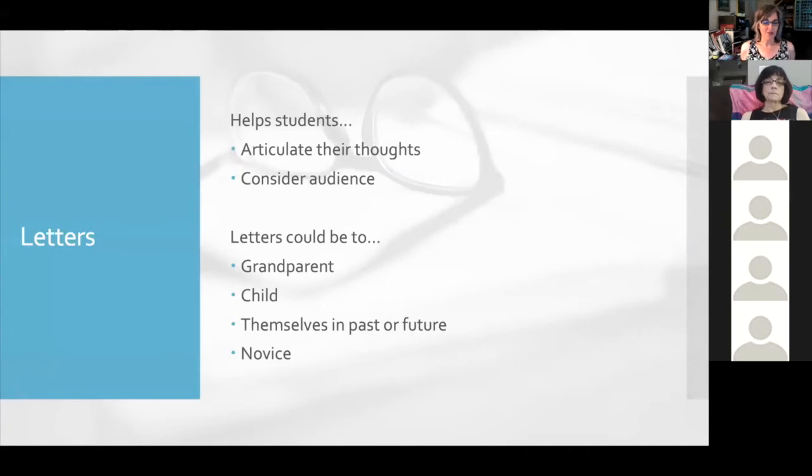Letters. Actually Becky and I were both talking that we've both done this, asking students to write letters. It helps them articulate their thoughts, makes them think about their audience, who they're talking to. If you think about writing a letter to a grandparent versus a child, the content and the language will be different. They could write a letter to themselves in the past or the future. They could write a letter to a novice, maybe someone who's just beginning to learn something that they have spent a semester or their college career learning about.